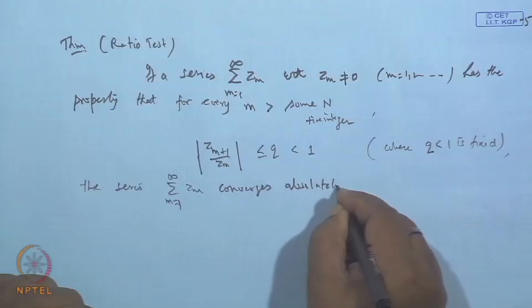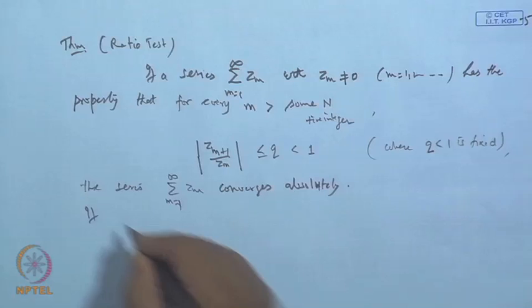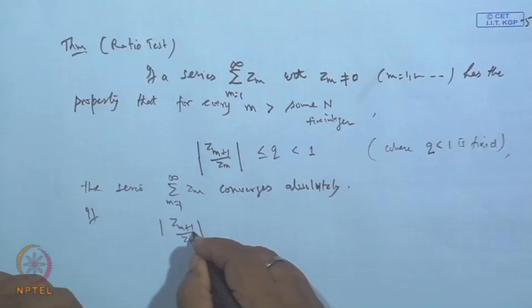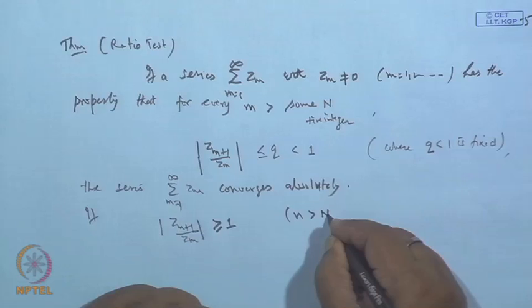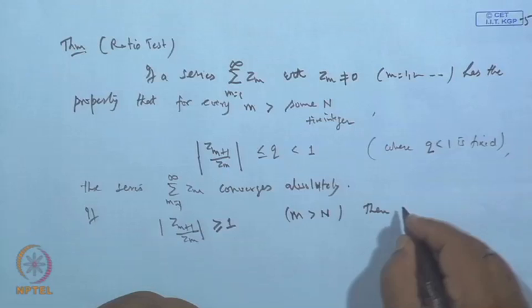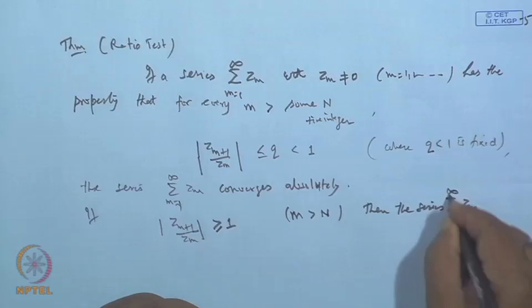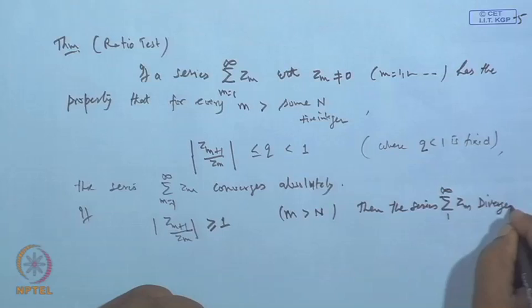Now, if this ratio is greater than or equal to 1 for all m greater than say N, then the series sigma Zm, 1 to infinity, diverges. So this is what the ratio test is.